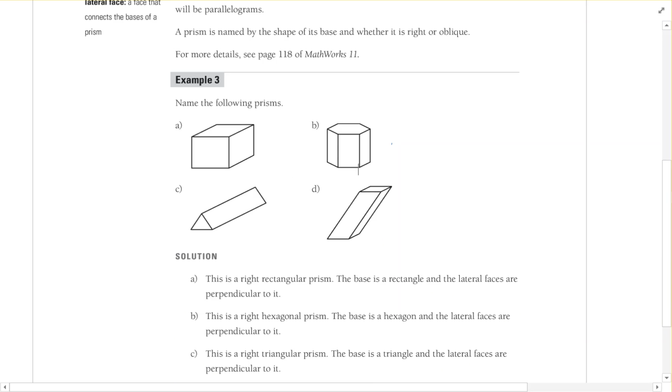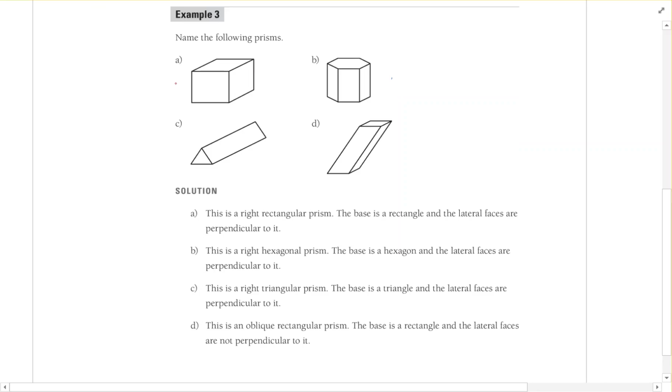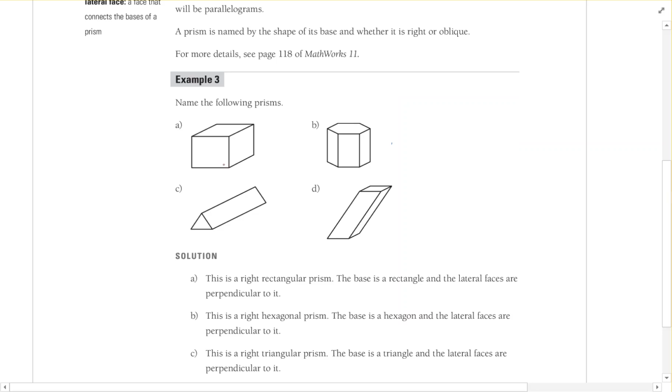So for this first one, it says name the following prisms. This is what's going to be called a right prism. The reason we call it a right prism is, I don't know if you remember a right angle, or a right triangle having a 90-degree angle. That's what we call a right prism. It just means it's straight up and down. So it's a right rectangular prism because it's a rectangle and it's straight up and down. You can go 90 degrees there. B, this is a right hexagonal prism. And it's a hexagonal prism because it's a hexagon at the top.